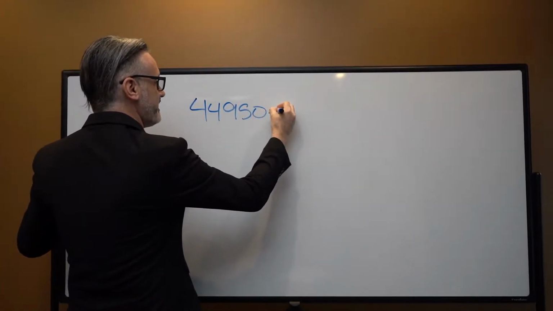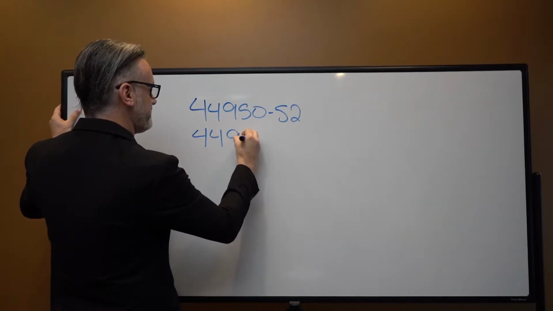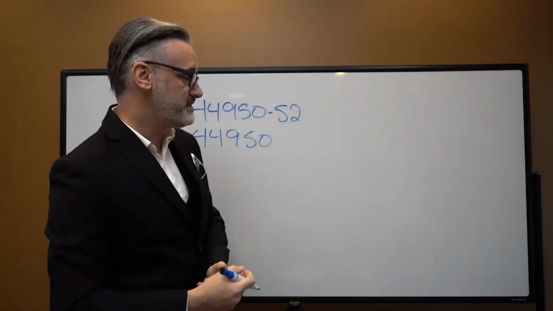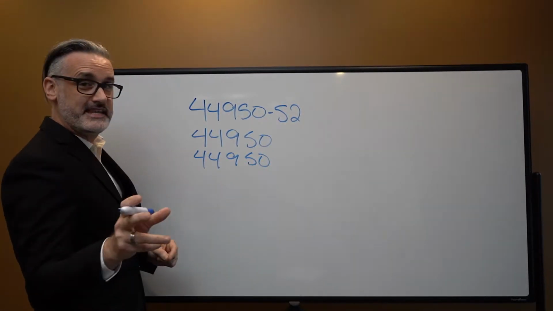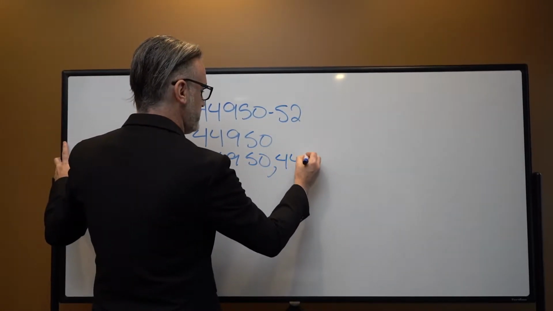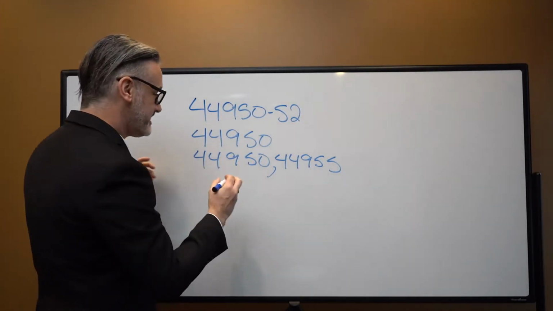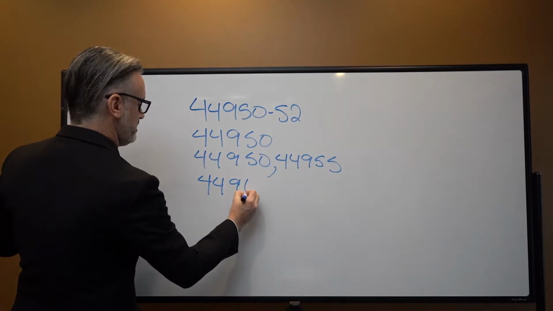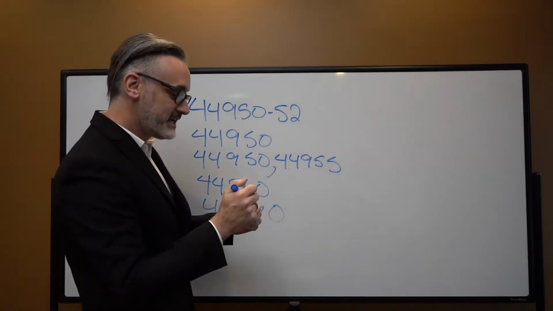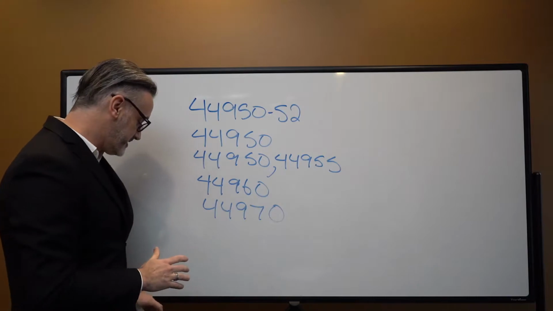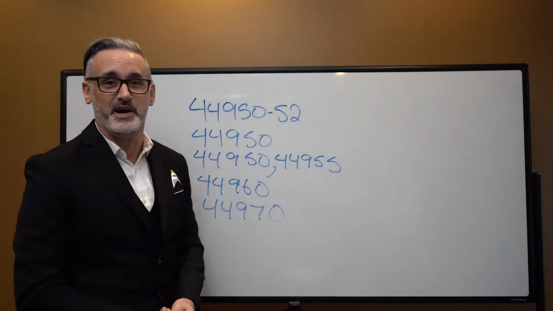44950 with modifier 52. Or standard, just 44950, and that's it with no modifiers. Or the possibility of 44950 with the add-on code 44955. We also have the possibility of 44960 and 44970. So taking a few moments and looking at these different code options, we'll see when we would use either one, or depending on, do we need to use the add-on code as well.